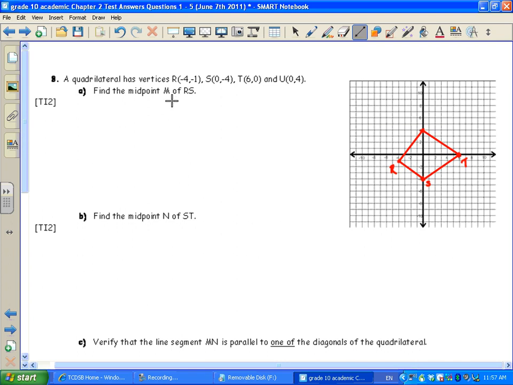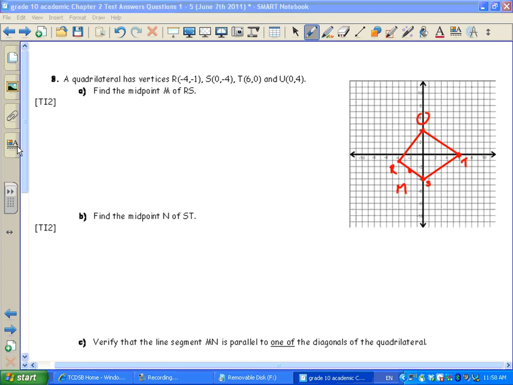Find the midpoint M. So they want you to name this point M. And it's the midpoint between point R and S. I forgot the last point. What was it called? T, right? No. U. Okay. So they want the midpoint of RS, and we're going to call it M.